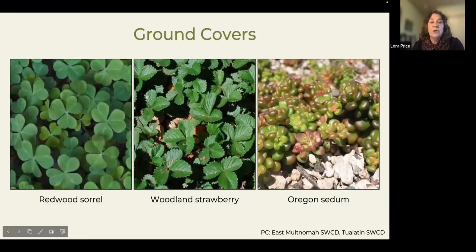So we're not going into a long list of individual plants, but we've kind of grouped them by ground covers, which I mentioned is a really good alternative to lawns. And so we're seeing just three of them here: redwood sorrel, woodland strawberry, and Oregon sedum. Some of the others that you might think of are Knick works very well.